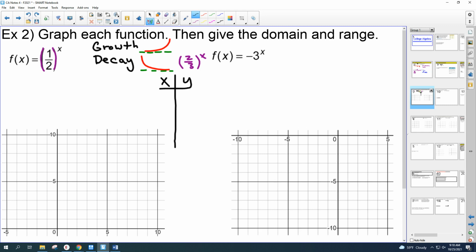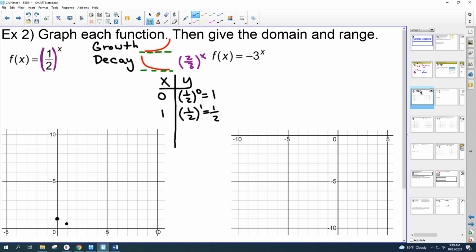You can plug in anything you like, but a lot of the time 0 is a good number to plug in because we know something to the 0 power equals 1. So I've got 0, comma 1 is a point right there, 0, 1. And a lot of the times people like plugging in 1 because it's easy. 1/2 to the first power is just 1/2. Okay, so we've got 1, comma 1/2.